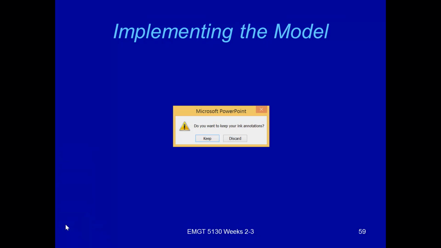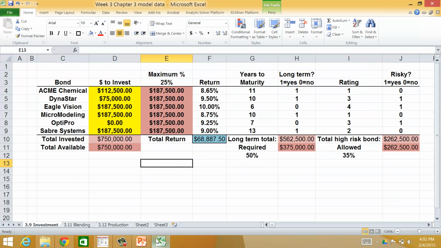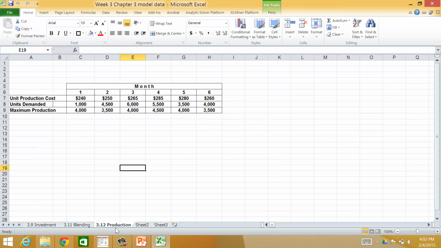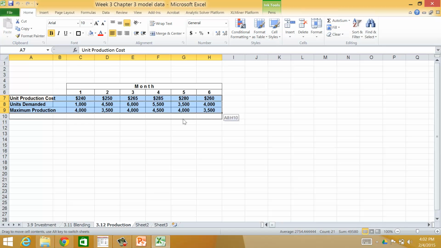let's implement it. So you can just go back to the spreadsheet I asked you to download. Click on the production part. I put those data here for you already. So we know that the decision variables are how many to produce each month. So oops, let me just move those ones down a little bit.